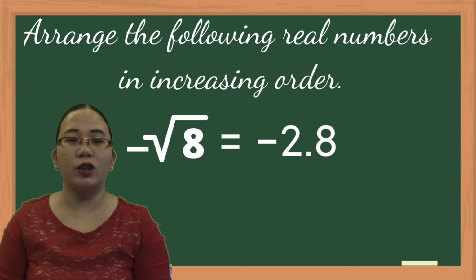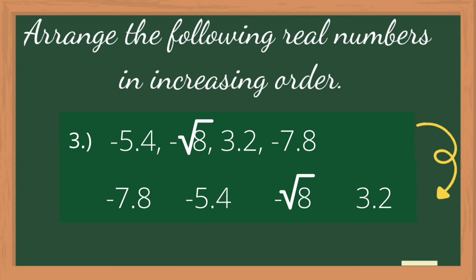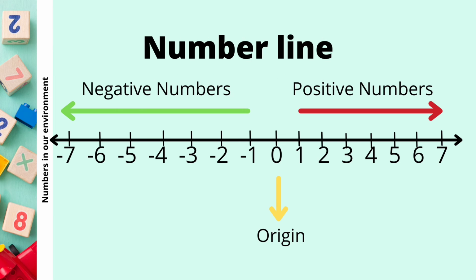Let us now arrange them in increasing order. Negative 7.8, negative 5.4, negative 2.8, which is the original negative square root of 8. Then, 3.2. Basta be aware din lagi sa mga signs, kung negative or positive. Tatandaan, mas malaki ang positive sa negative.